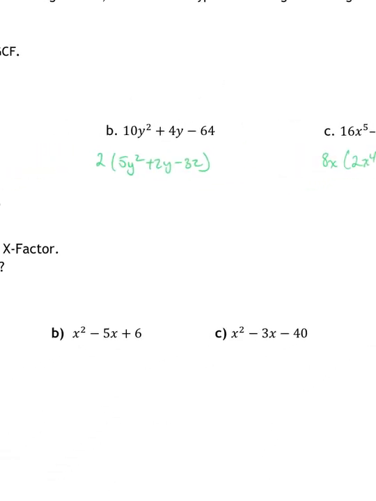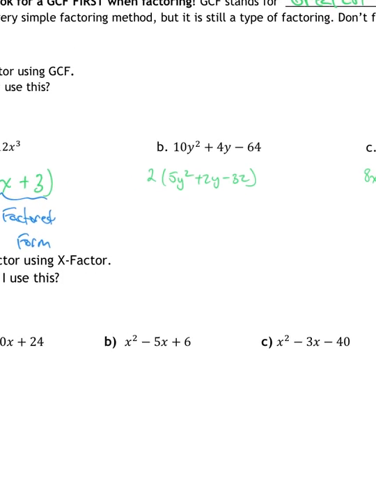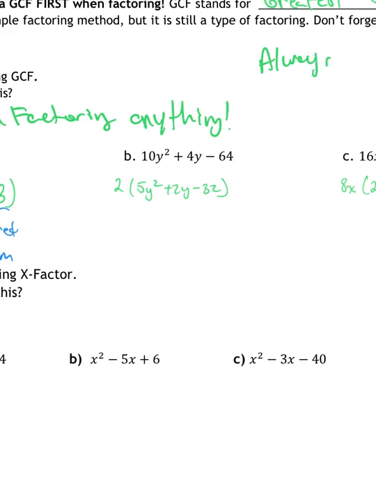I'm looking at pulling out a GCF first, and we're going from there. So when factoring any polynomial, you're always going to check for a GCF first. So when do I use this? When factoring anything, always check for a GCF first. That's very, very, very important. It's going to simplify everything for you.